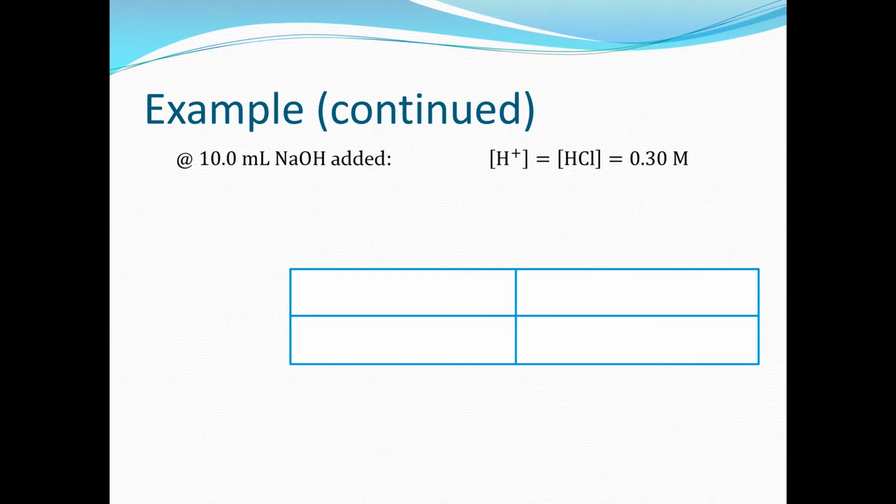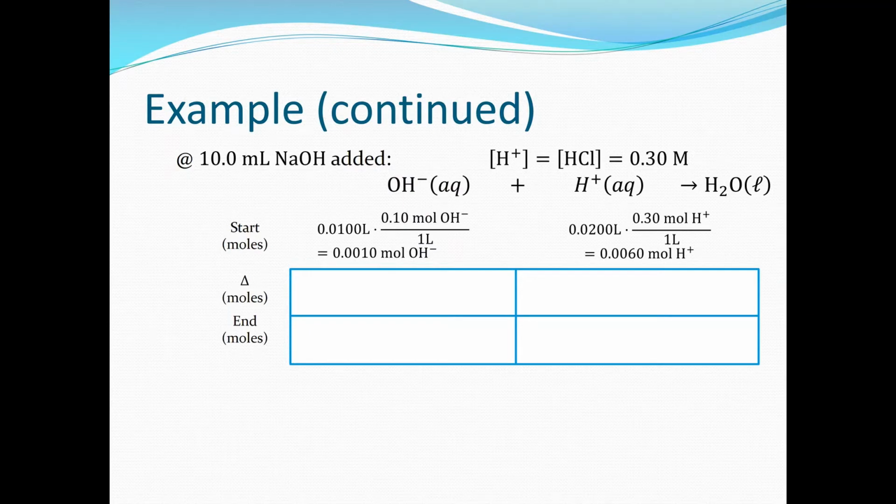Okay, so let's see what happens once we start to add some of the sodium hydroxide. After we've added 10 milliliters of the sodium hydroxide, what we need to do is figure out what it is that we have left over. Do we have excess hydroxide left over? Do we have excess hydronium ion left over? And then what is the concentration of that thing so that we can figure out what the pH is? So step one is take your balanced chemical equation. In this case, we've got our net ionic equation, hydroxide reacting with the H+ to go to water. And so my first step is basically to set up a reaction table.